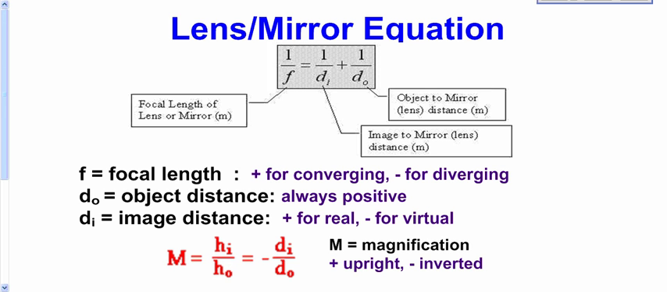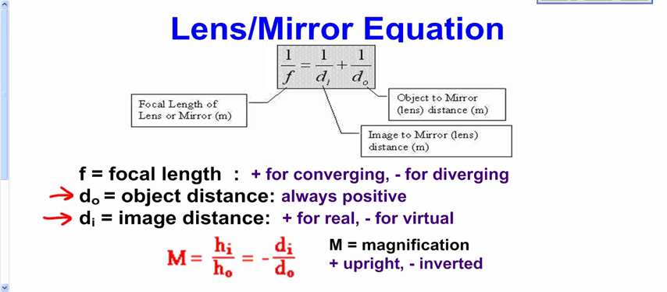So DO, the object distance, there is such a thing as a virtual object, by the way, because if you're using a two-lens system, the image formed by one lens can be the object for the second lens, which sometimes makes it a virtual object. But for our problems, we will always assume DO is a positive value. The image then depends on what kind of image you get. If it's a mirror, if the image forms behind the mirror, then it's a negative distance. If the image forms in front of the mirror, like it should, that's a real image, it's positive.